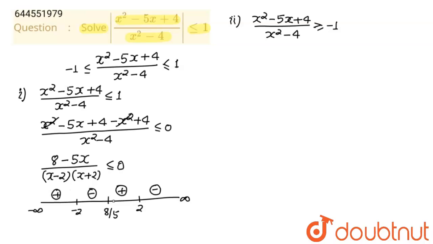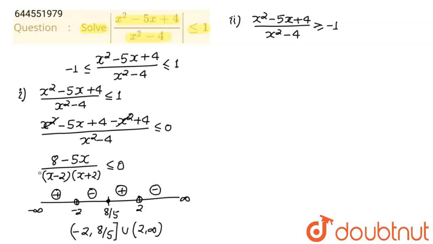What we need: 8 upon 5 will be included because at 8 upon 5 the expression is 0, and 0 is less than or equal to 0. Minus 2 and 2 will not be included. We need negative and 0, so this range and this range are our answer: minus 2 to 8 upon 5, closed at 8 upon 5, union 2 to infinity, open. Okay, students.